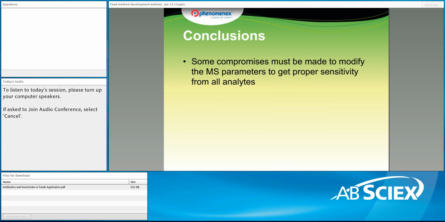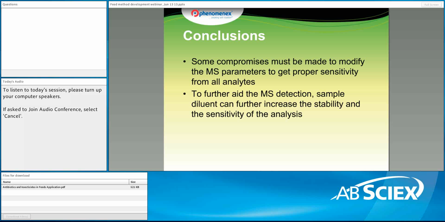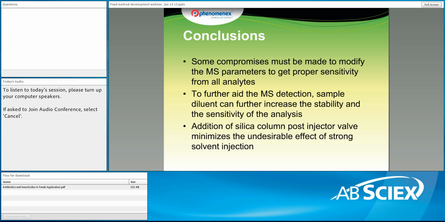So our conclusions are, obviously, we had to figure out a way to make all these compounds stay in solution long enough to be analyzed by the mass spec. So we did make some compromises, and we came up with a solution for all to be stable. And further, we had to make more compromise in the case of the mass spec source to make sure the compounds don't disintegrate in the ionization source.